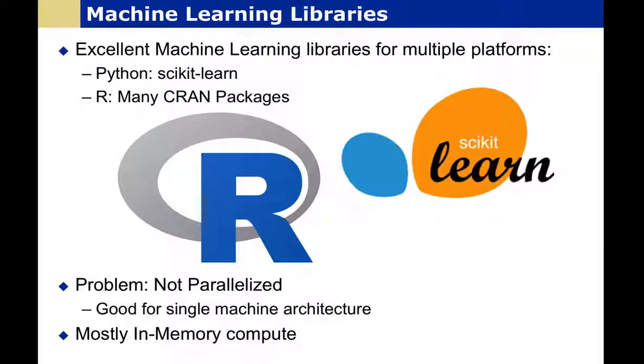Now, there are some excellent machine learning libraries out there that many of you are probably familiar with. In Python, we have scikit-learn, which is a very powerful library which allows us to do machine learning. And in the R language, there are many packages that are part of the CRAN repository that can do the same. Now, the problem is that most of these libraries are not parallelized. So they're good for single machine architectures, but they're not suitable for scaling horizontally, and particularly not on Hadoop big data.